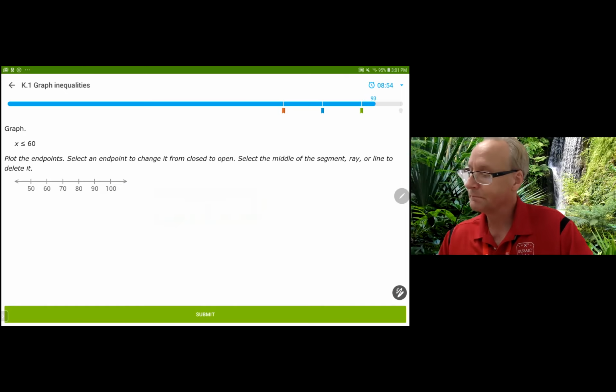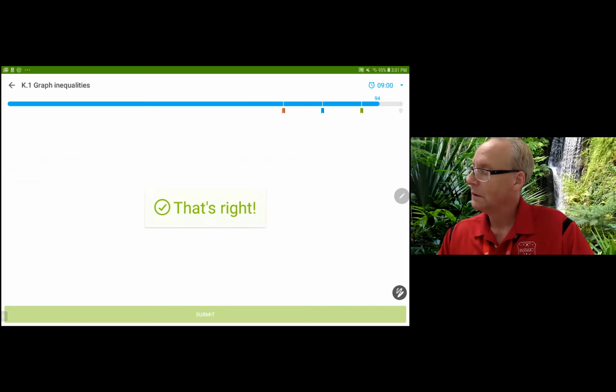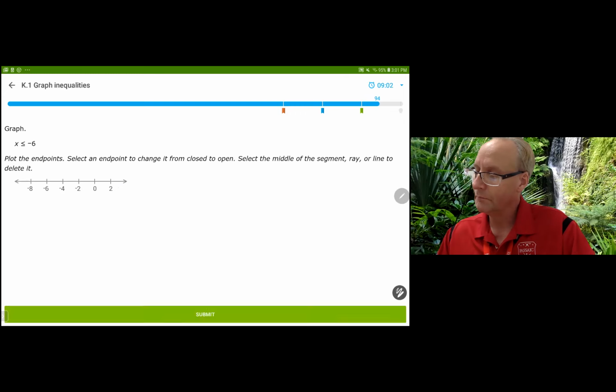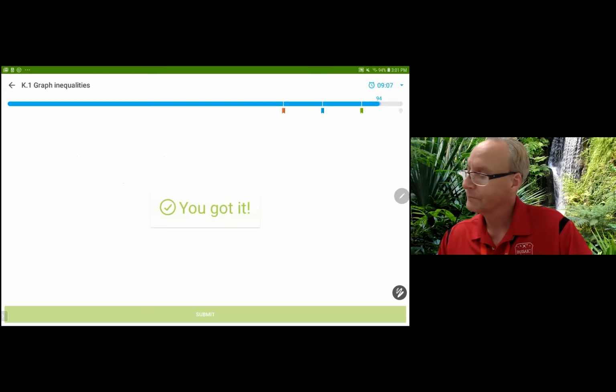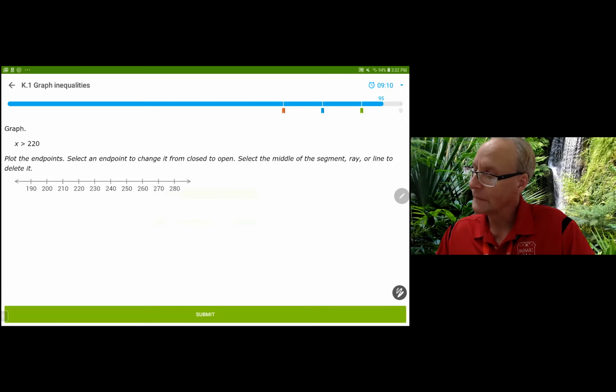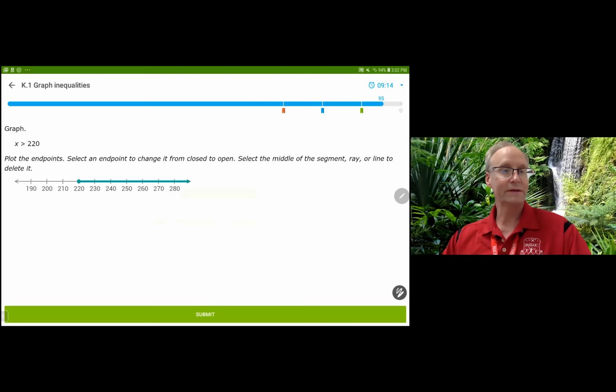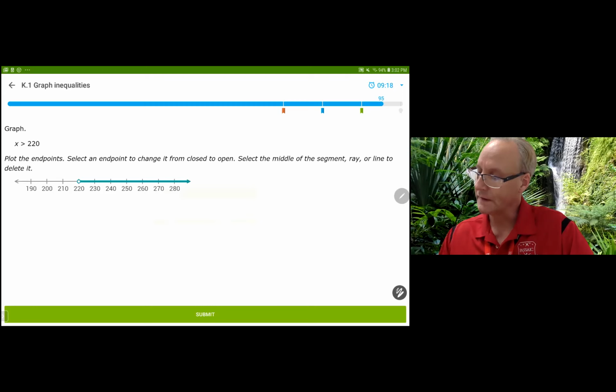And we're almost done. X is less than or equal to 60. Goes this way. Less than or equal to negative 6. This way. Greater than 220. This way. What did I forget? No equal sign. Got to take it out.